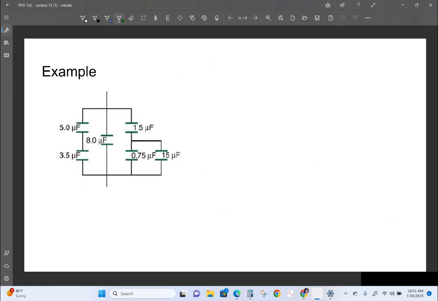What if I have a more complicated one? What I need to do is identify which ones are in parallel first, simplify it down, and then go from there. So when I look at this, these two are in parallel. So they are really acting like a branch. So the 1.5 microfarad is really acting like 0.75 plus 15, which is 15.75 microfarads.